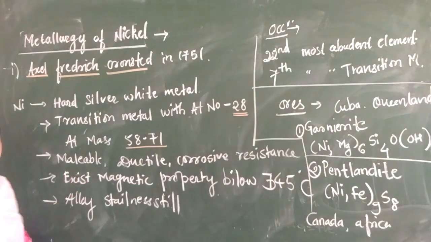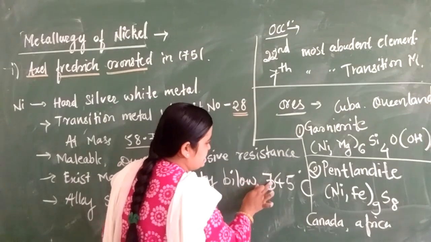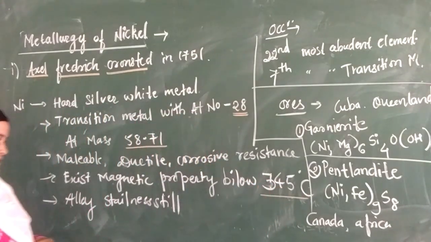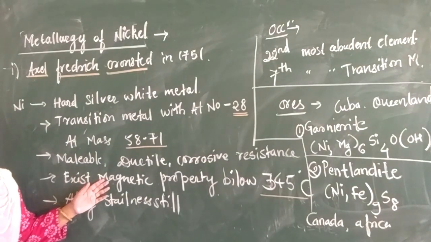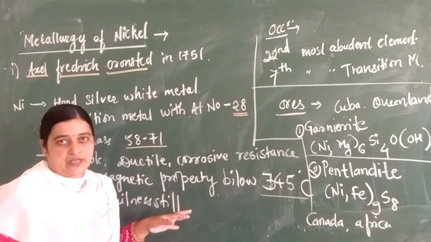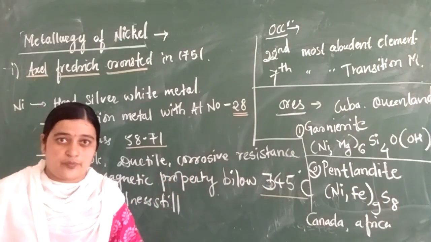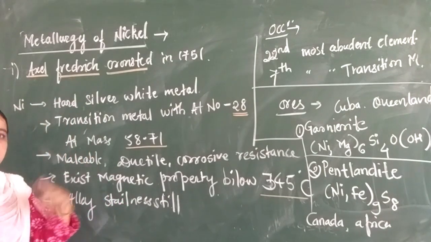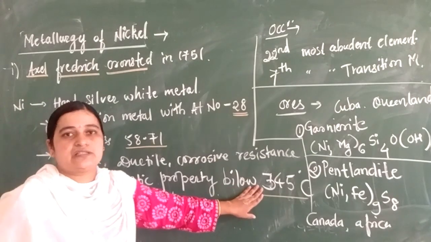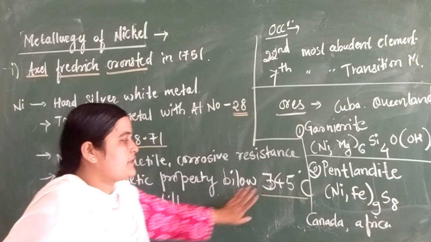No doubt it shows magnetic property, but only below 345 degrees Celsius. Above that, or at normal temperature, it won't show its magnetic property. It can be attracted towards a magnet. Many more magnetic properties are there, but this is one of them. At what temperature can it be shown? At 355 degrees Celsius, it can show its magnetic property.